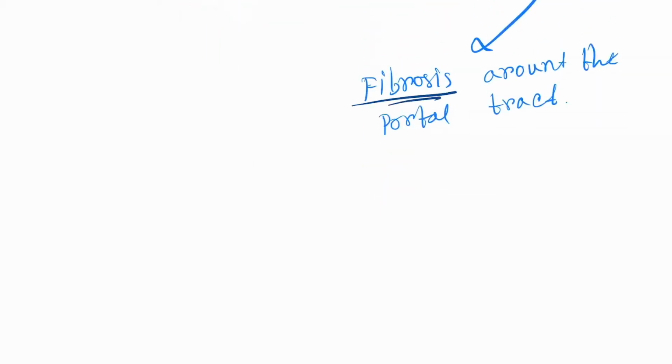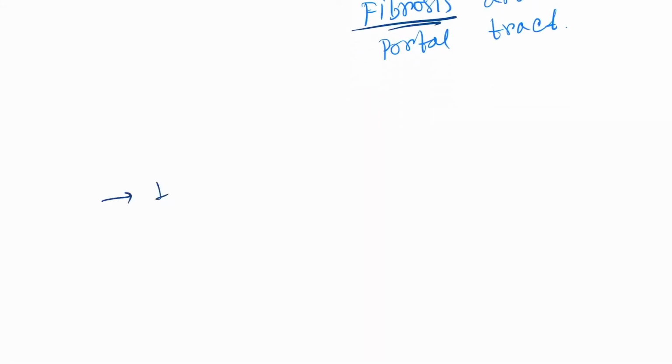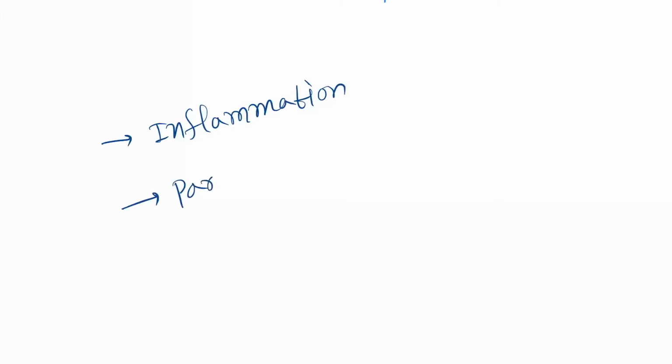So now what we will see: here is fibrosis, so we will see the fibrous tissue around the portal tract. Next, due to inflammation, inflammatory cells will be there. Next, the parasite's larva will be there, ova will be there. Okay, now see the histopathological slides.